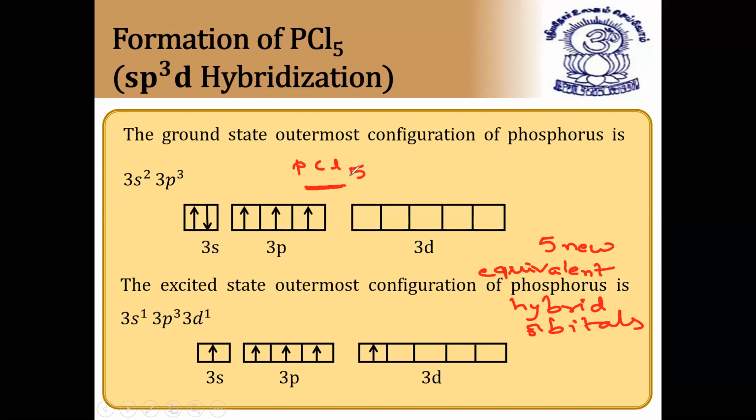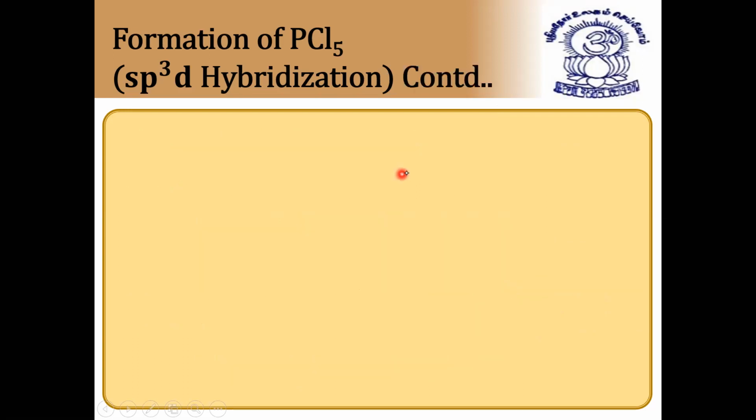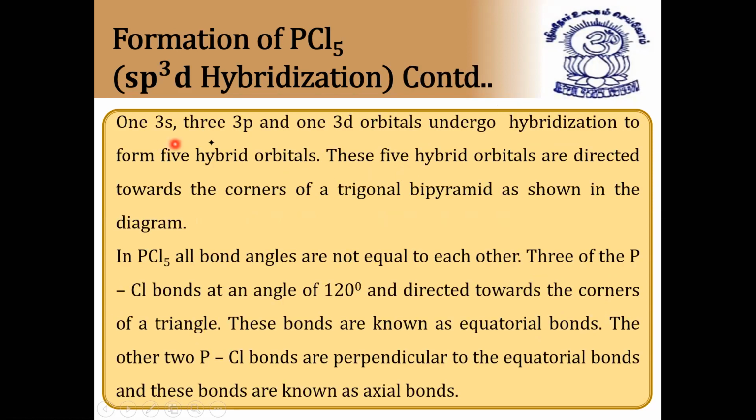So it takes the shape trigonal bipyramidal, as we discussed in VSEPR. Shapes will not change, but the hybridization explanation is different. So one 3s, three 3p, and one 3d orbitals undergo hybridization to form five hybrid orbitals of equivalent energy. These five hybrid orbitals are directed towards the corners of a trigonal bipyramid as shown in the diagram. The diagram will be shown in the next slide.